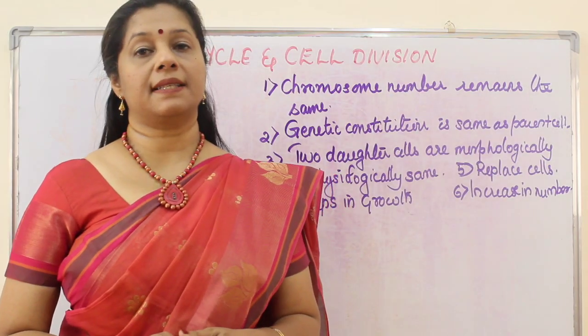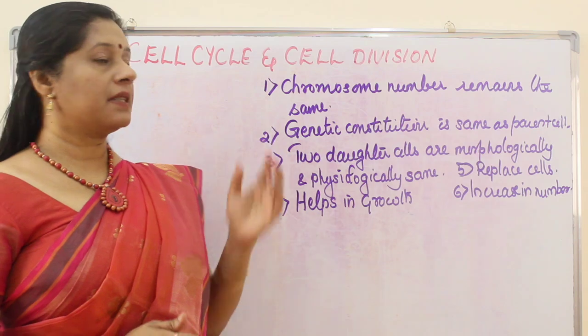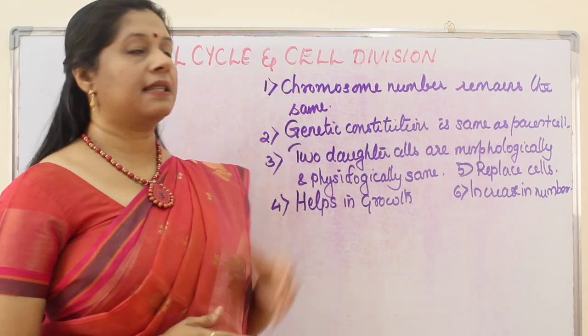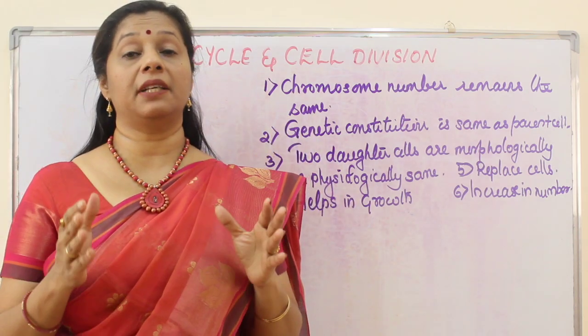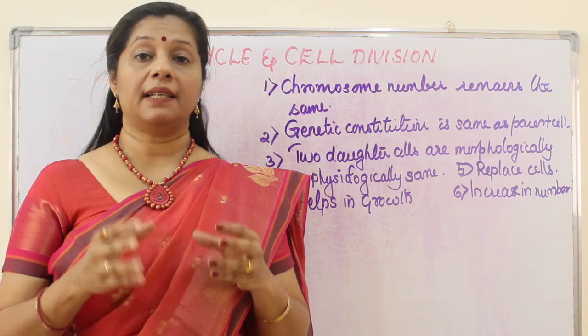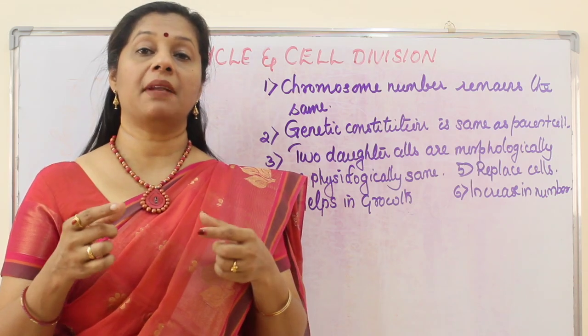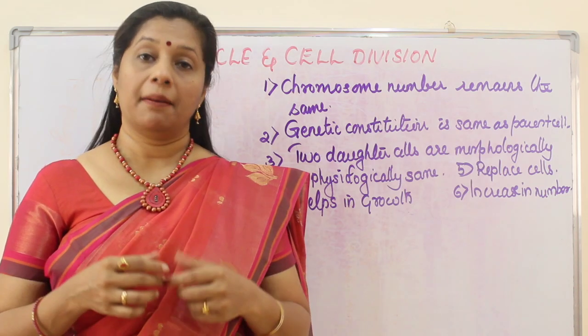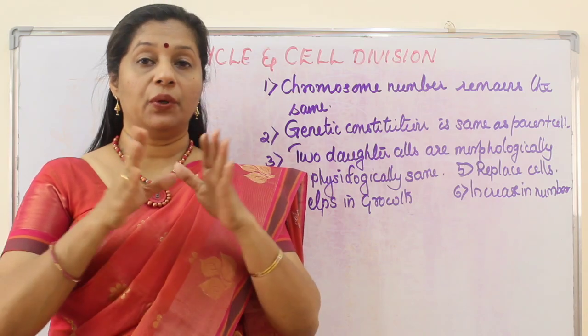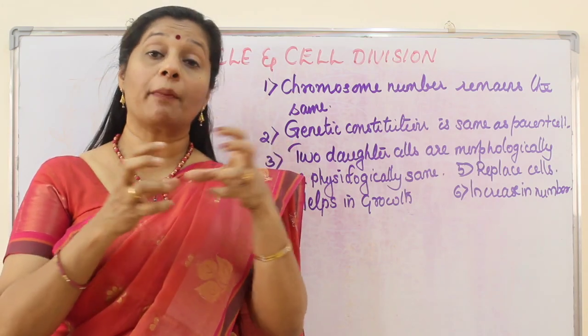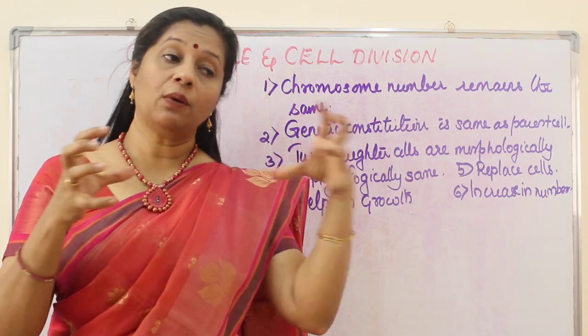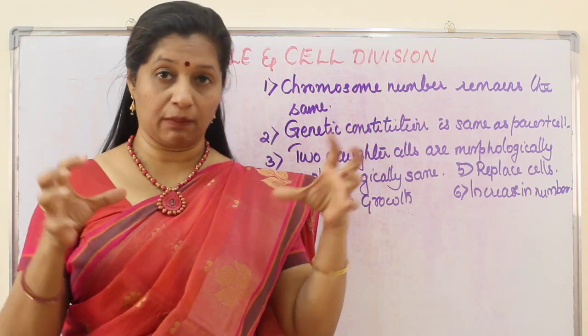Let us now discuss the significance of mitosis. First, chromosome number remains the same. That is the very important thing to remember about mitosis. That is, the two daughter cells have the same number of chromosomes as that of the mother cell, because we know that during anaphase, chromatids are being separated, so an equal number of chromosomes are reaching both the poles.